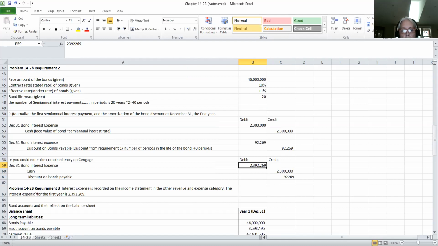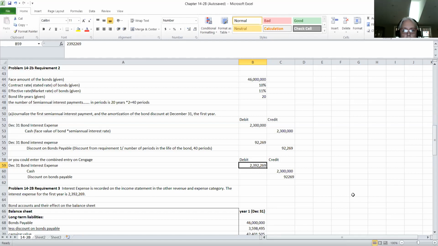Also in problem 14-2B, in requirement 3, they wanted you to find the total amount of interest that was going to be recorded in the first year. Now, in the first year, the amount of the bond interest is coming from the total amount of the debits to the bond interest, which is $2,392,269. That's how we get this amount right here. That is the interest expense, and that would actually show up on your income statement in the other revenue and expense category.